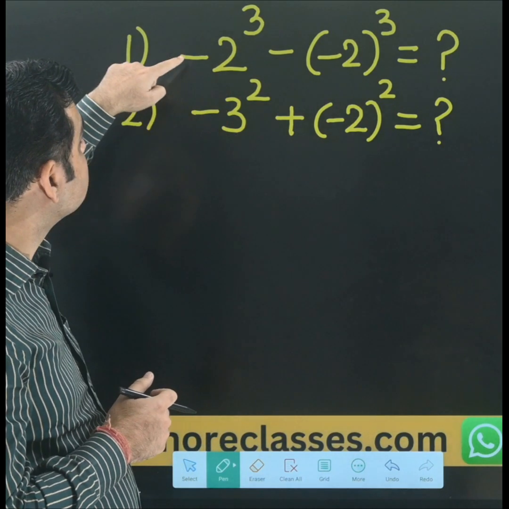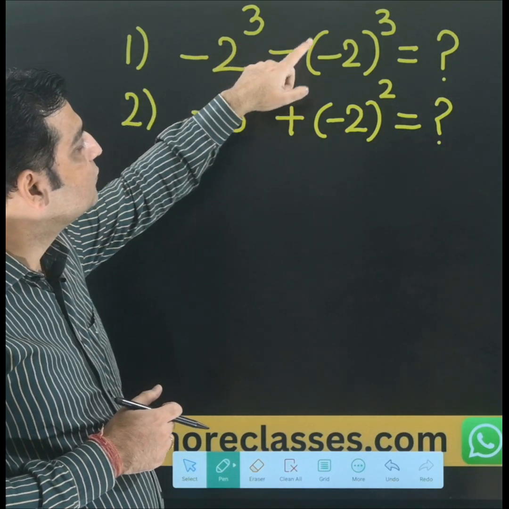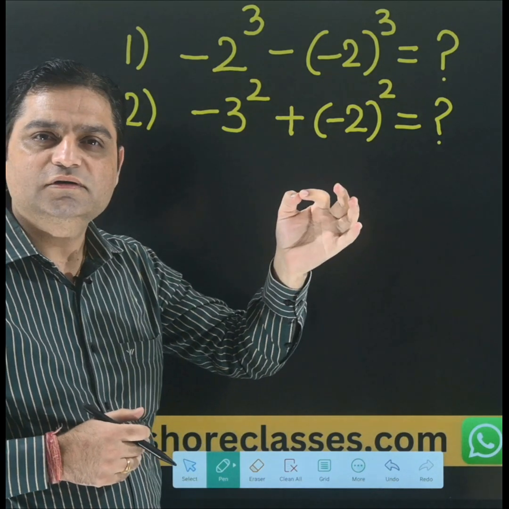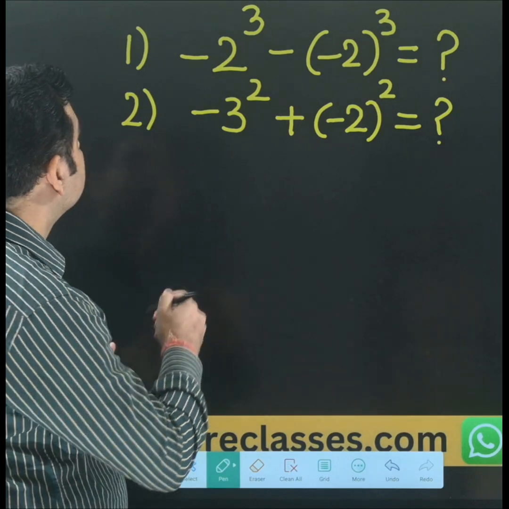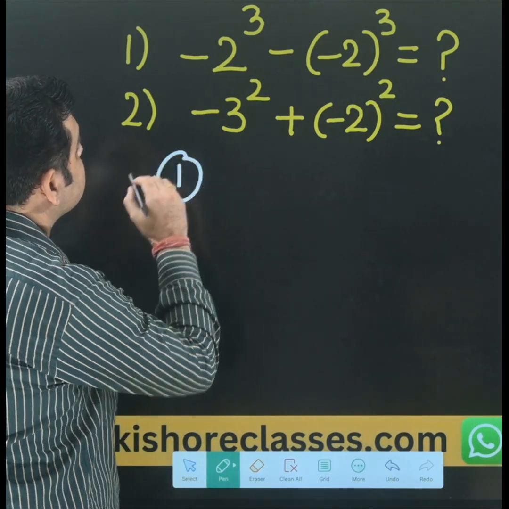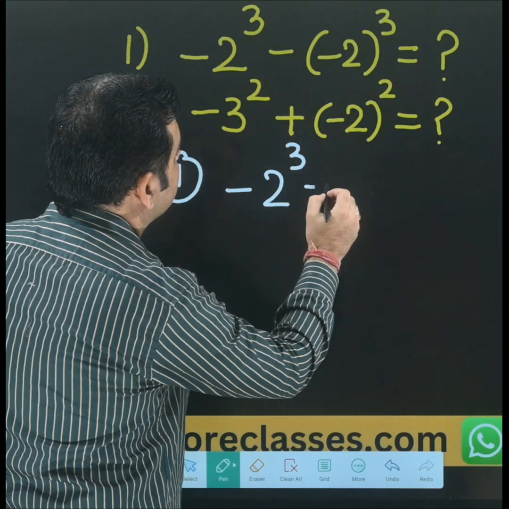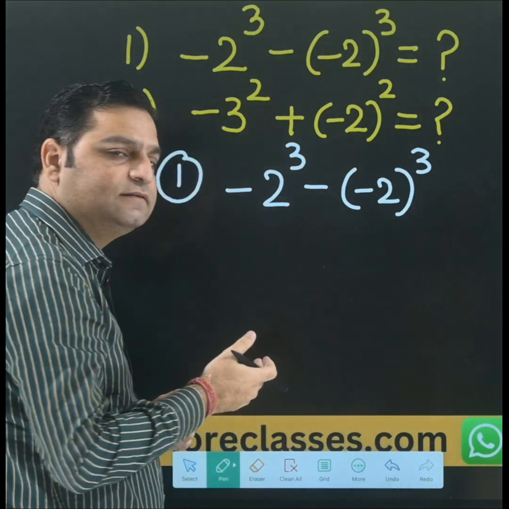Look at the first question. Negative sign, then 2 cube, minus, then bracket start, then minus 2 cube. I am going to solve it and will also explain what mistake students usually make. Let me start with the first question: minus 2 cube minus, minus 2 then cube. If you know the answer, you can also write it.